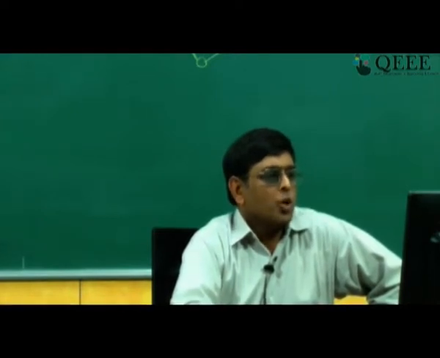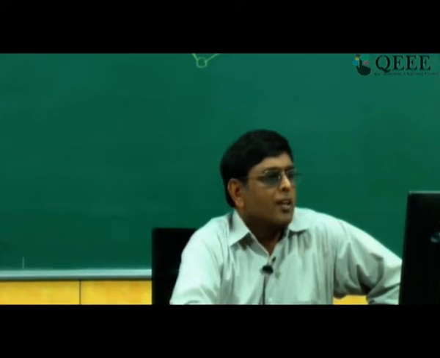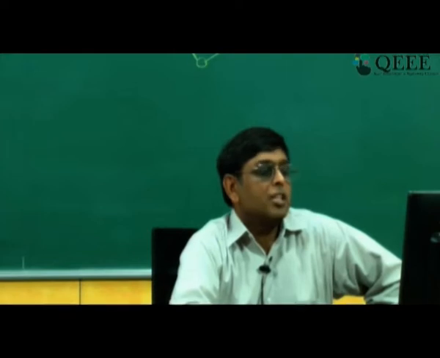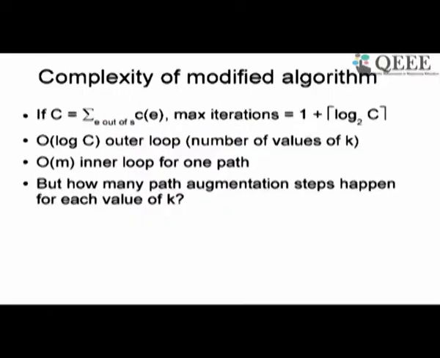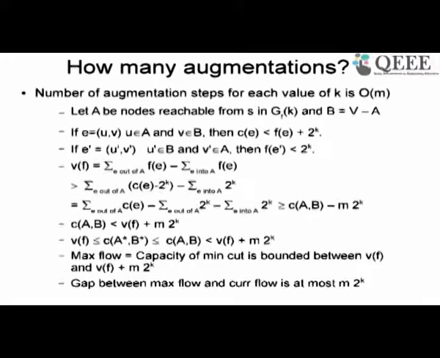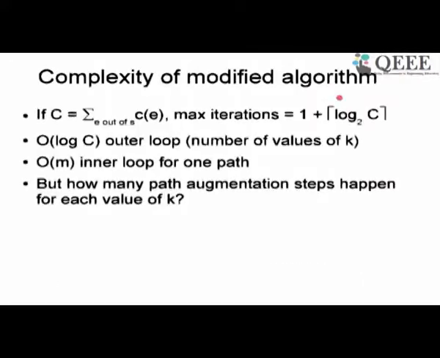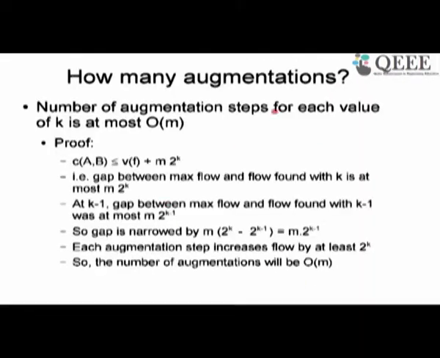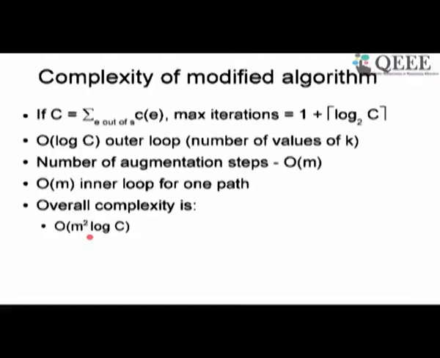So I just want to show you this particular result. What this result says is that I can reduce the number of steps in the Ford-Fulkerson algorithm from order of m multiplied by c, earlier it was order m multiplied by c, to order of m square multiplied by log c.